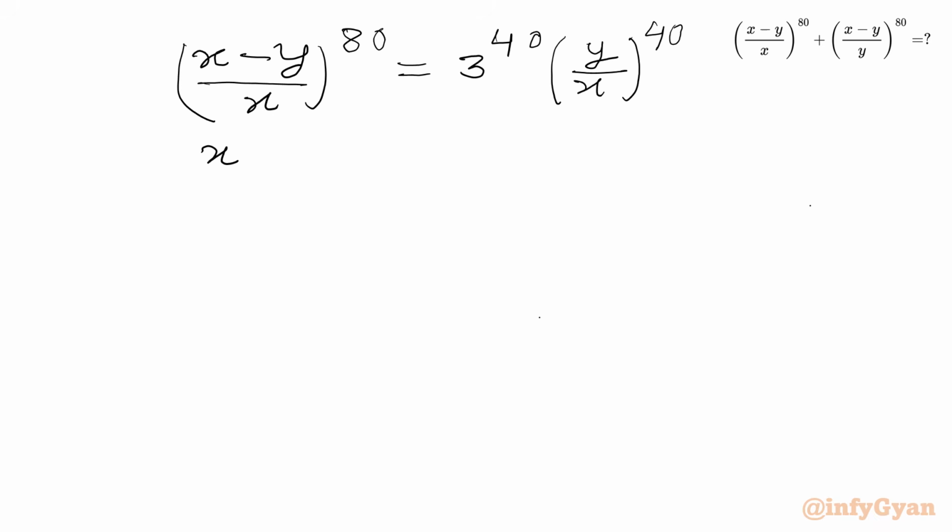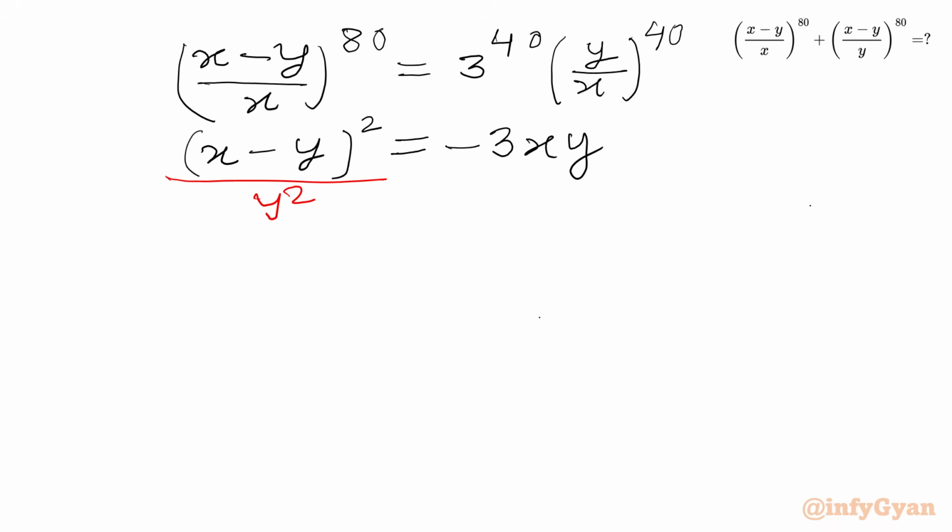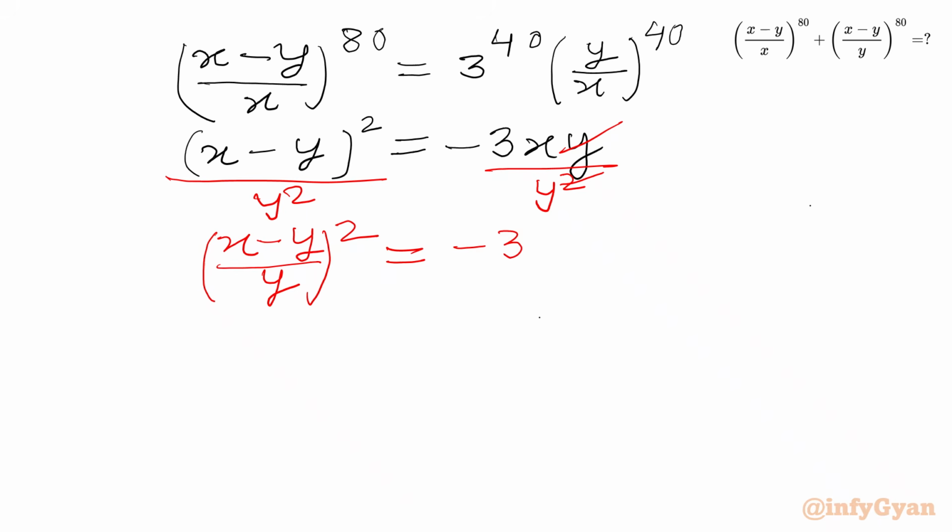Similarly, we will divide by y square. So I will write (x minus y) whole square, this was equal to minus 3xy. Now we will divide both sides by y square. So let's divide LHS by y square, RHS by y square. One y will get cancelled from the right hand side numerator and denominator. LHS will be ((x minus y) over y) whole square, and RHS is minus 3x over y.